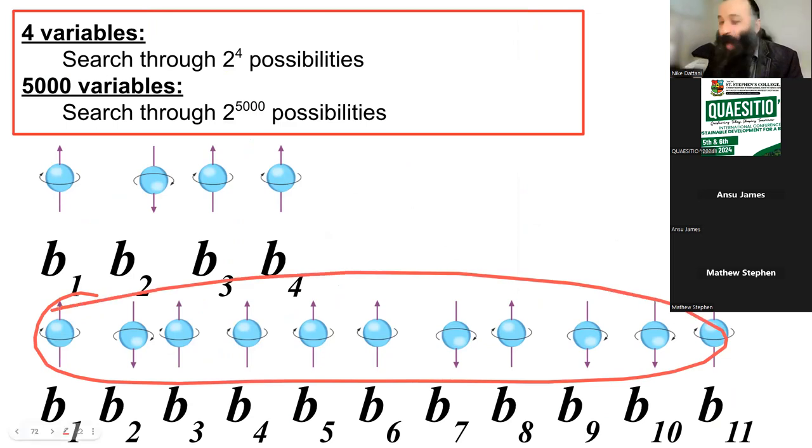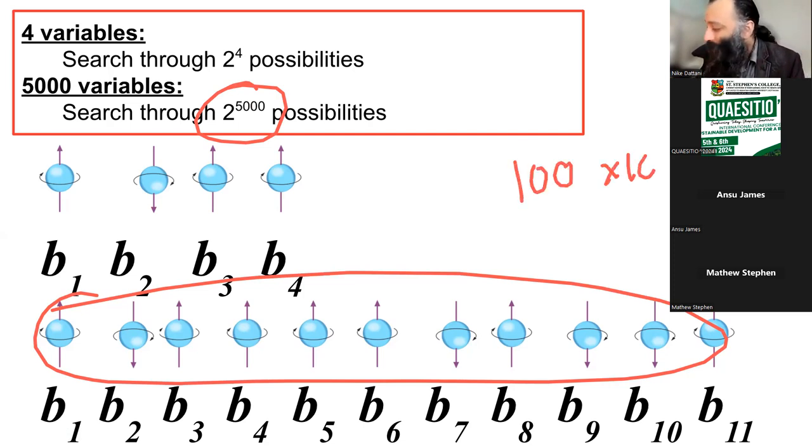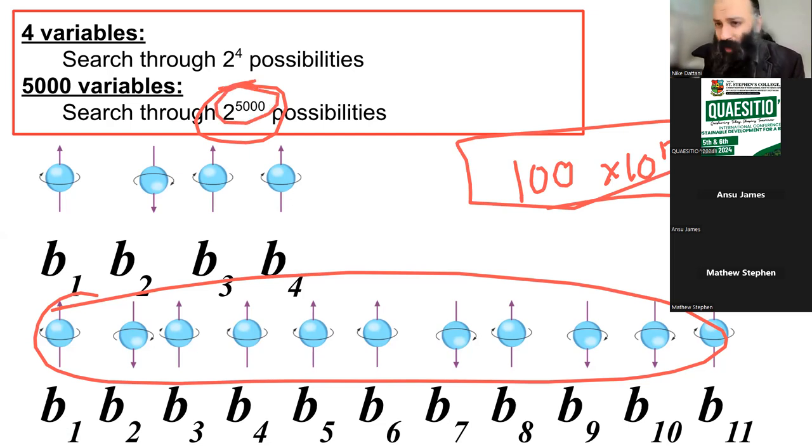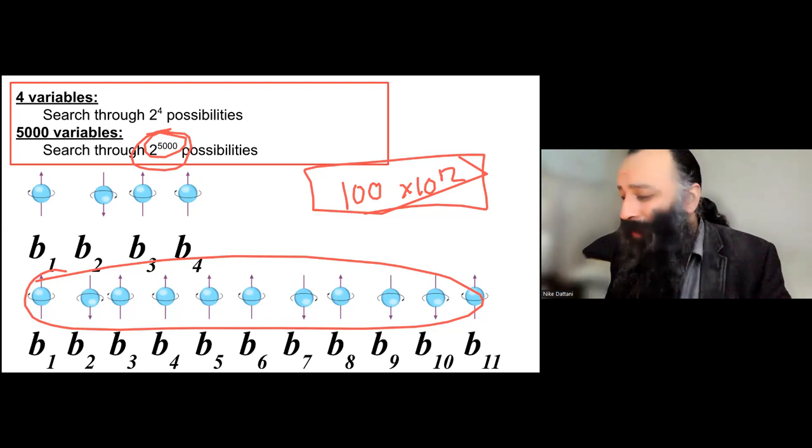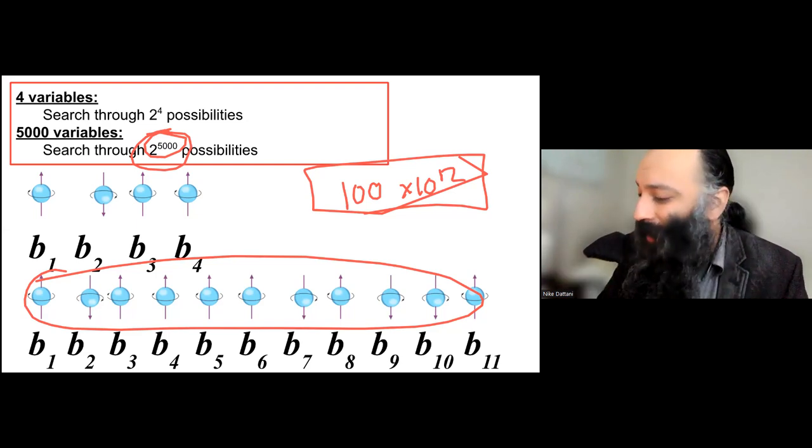If we had 5,000 variables in our factorization problem, if we wanted to factor a big number, on a classical computer, we're searching through 2 to the 5,000 possibilities. On the adiabatic quantum computer, we just need 5,000 electrons or 5,000 protons. 5,000 electrons is not a lot. There's 100 trillion cells in the human body. Each of them has millions of electrons, right? So 5,000 electrons is not very much. That's sustainable. It's sustainable to come up with 5,000 electrons.